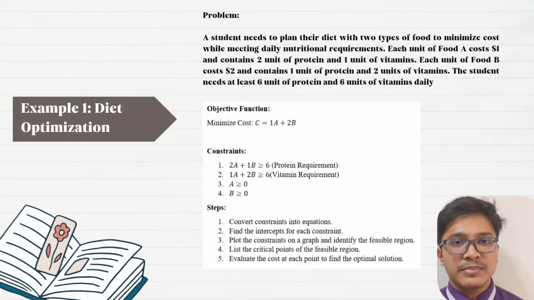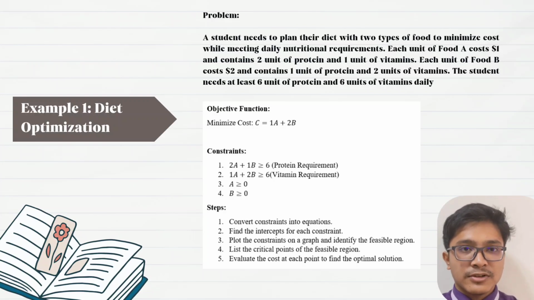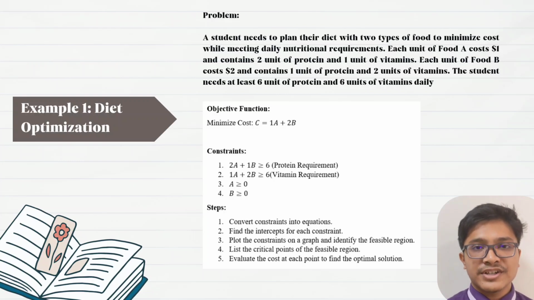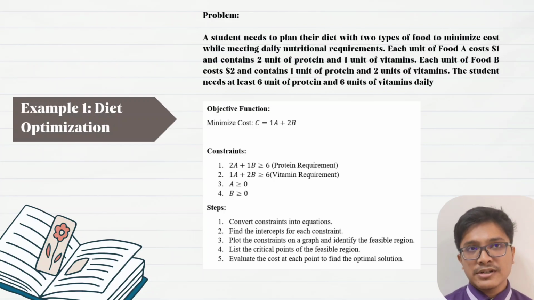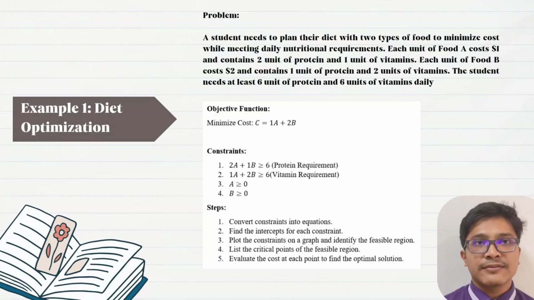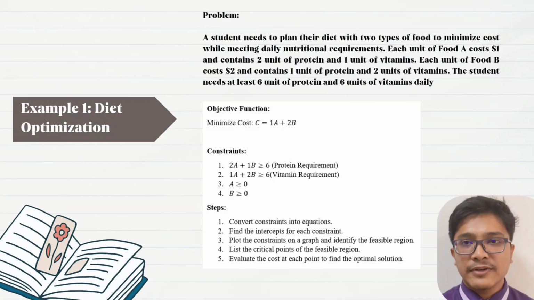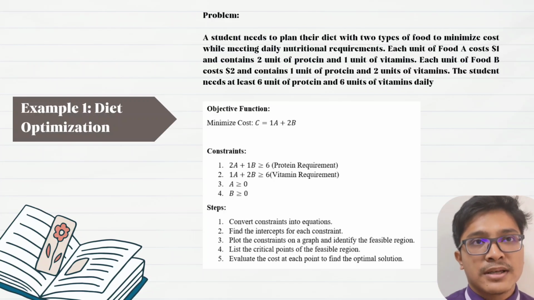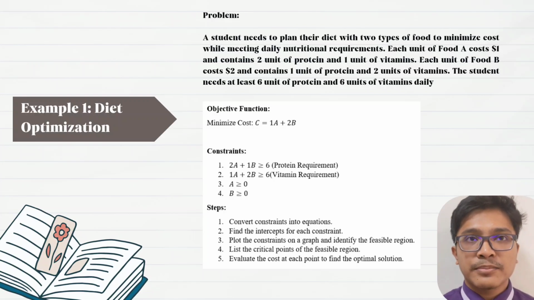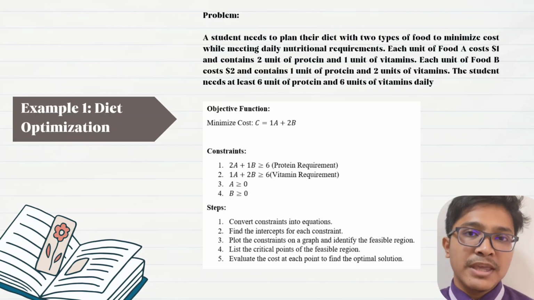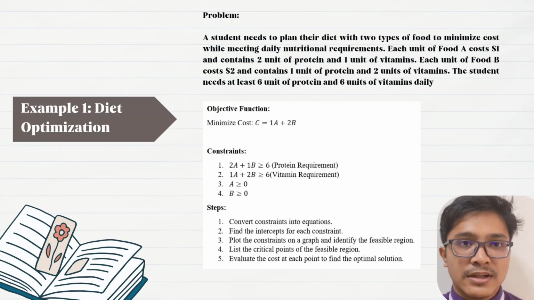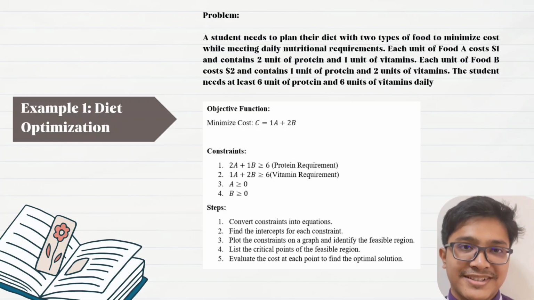For the steps of our BBM, the first step is to convert constraints into linear equations, and then from the linear equations, we go to step 2. We find the intercepts for each constraint, which means from all the linear equations, we must find the intercepts x and y. And then for step 3, we can plot the constraints on the graph from the linear equations, and then we can identify the feasible region from all the colored papers. Okay, and then for step 4, we can list all critical points from the feasible region of all the overlapping colors. And then for step 5, we can input the critical points from the feasible region into the function, and then we can find the optimal solution.